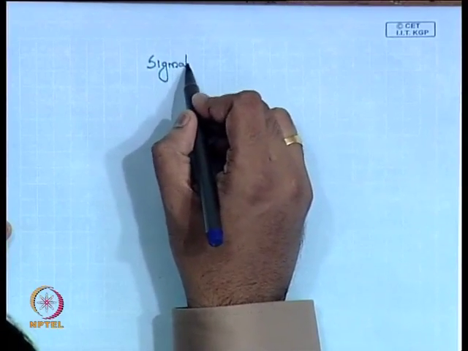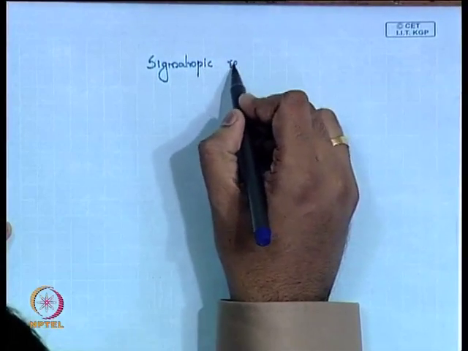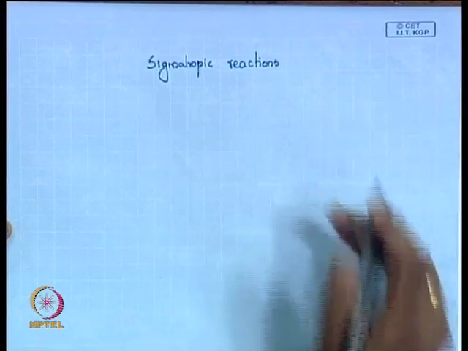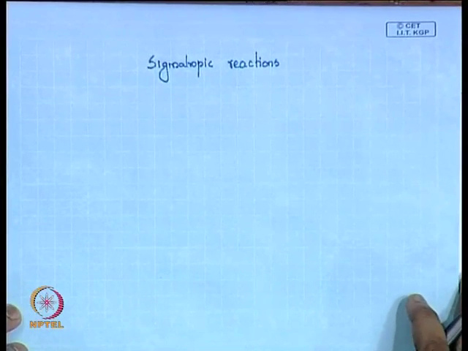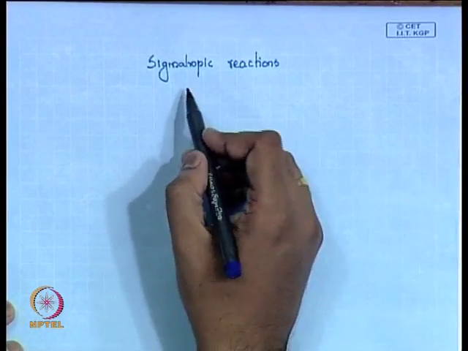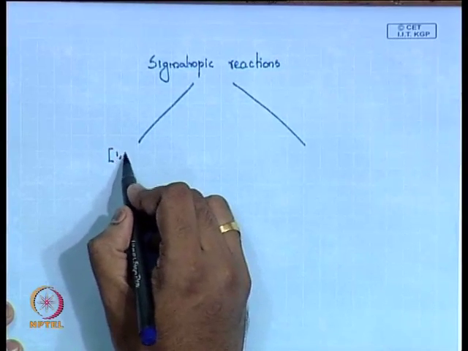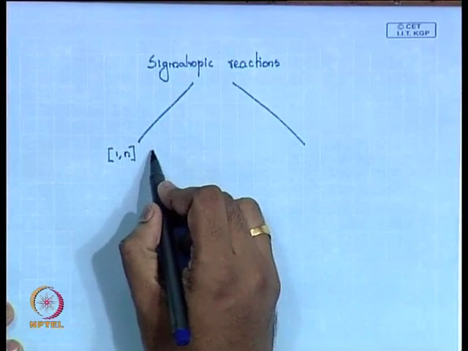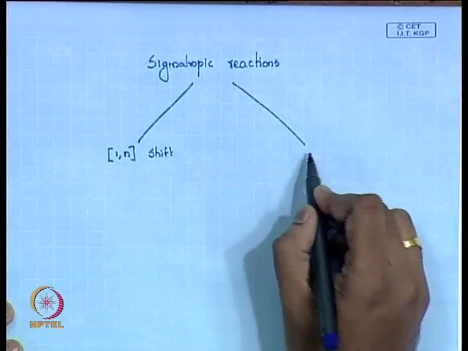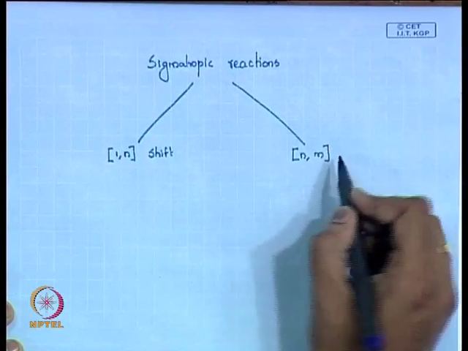Yeah, for the last 4 classes we were discussing pericyclic reactions. In the pericyclic reactions we were talking about one of the important classes, that is your sigmatropic reaction. What we said is that we can subdivide sigmatropic reactions into two main classes. One, we said, can be a 1,n shift, or it can be your n,m shift.